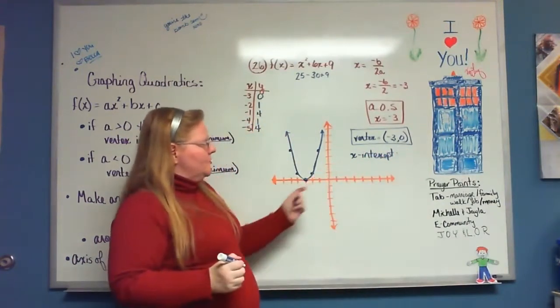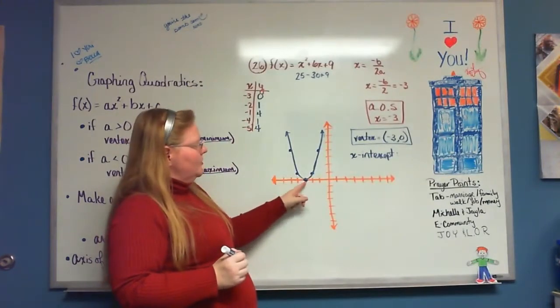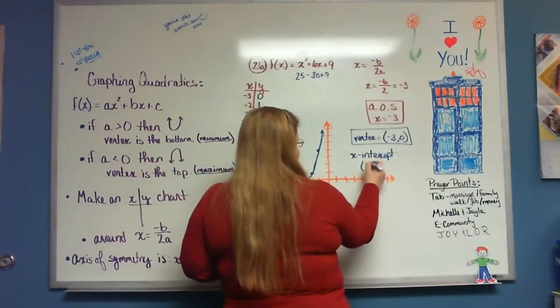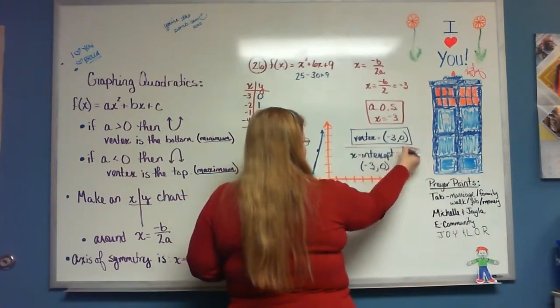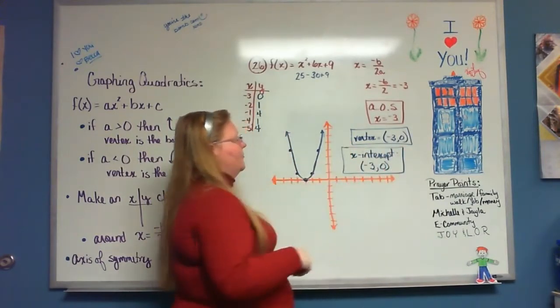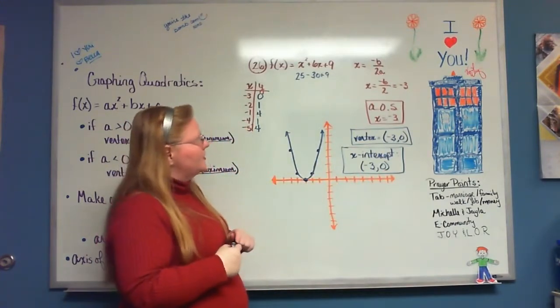Our x-intercept is where it crosses or touches the x-axis. And this one only touches it in one spot, and that's at the point -3, 0. Now, your x-intercept is not always going to be your vertex. It just happens to be that in this case.